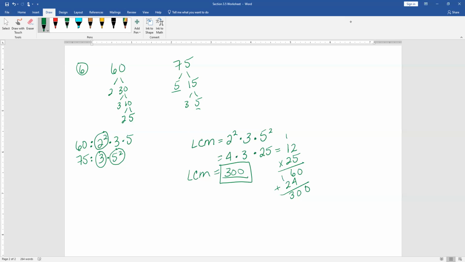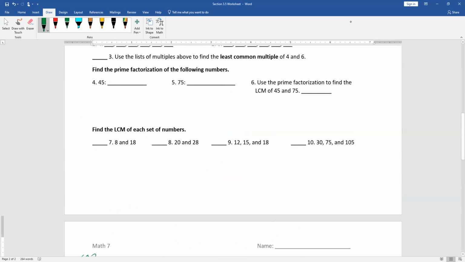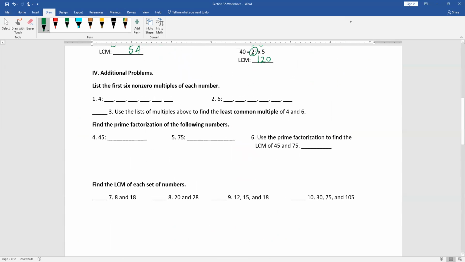All right, so let's go ahead and finish up our additional problems. These are just some extra practice. For number 1 and number 2, we're just asked to list the first 6 non-zero multiples of each number. So again, this is 4 times 1, 2, 3, 4, 5, and 6. 4 times 1 is 4. 4 times 2 is 8. 4 times 3 is 12. 4 times 4 is 16. 4 times 5 is 20, and 4 times 6 is 24.